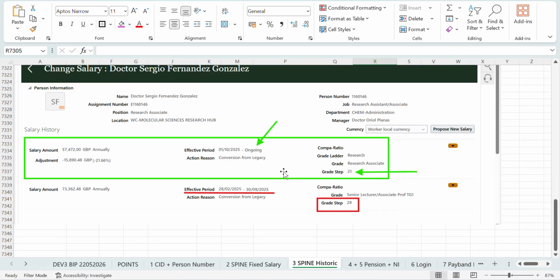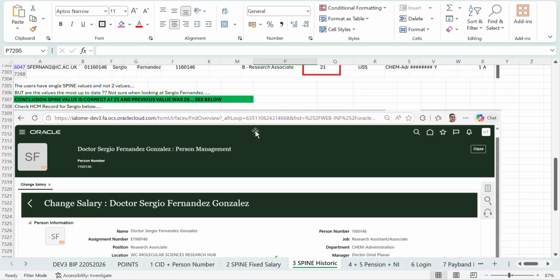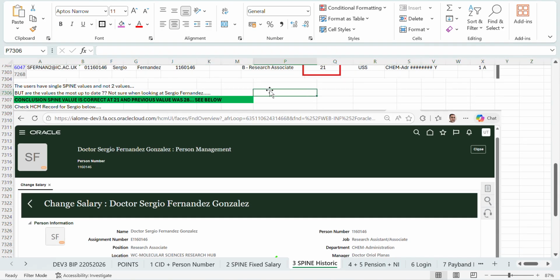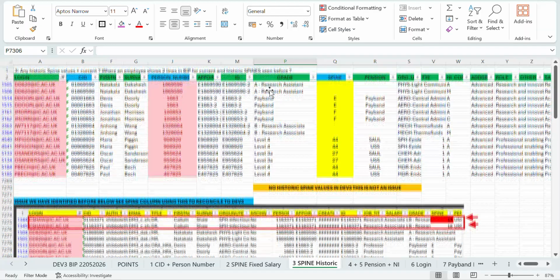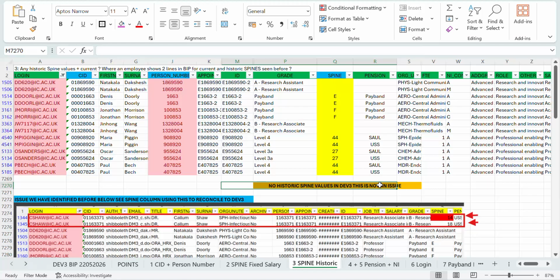But it's just nice to get that confidence, because you sort of see big numbers, small numbers, and you don't know what to think about them, what's right, what's wrong. So go to the system is the answer for everything. So that, yeah, the green conclusion, spine value is correct on a spot check. And secondly, if we're answering the question, there were no historic spine values, so this is not an issue. So this is our point number 3.